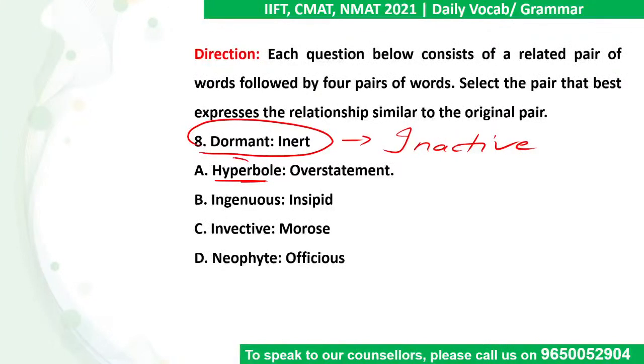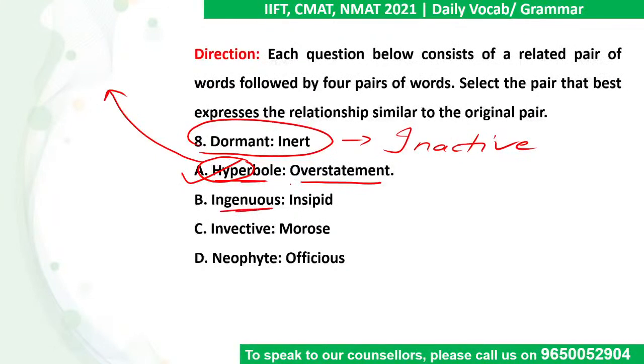Hyperbole, hyper means more than normal. If someone is hyperactive, he is more than active. He is overactive. Hyperbole and overstatement are synonyms. Hyperbole means sometimes you tend to overstate the situation. For example, I can say I'm very hungry, I can eat the whole human being, right? I'm just kidding. I have told you this thing 5 crore times. It's impossible to speak anything 5 crore times, right? So hyperbole is overstatement. Both are synonyms. So A is correct.